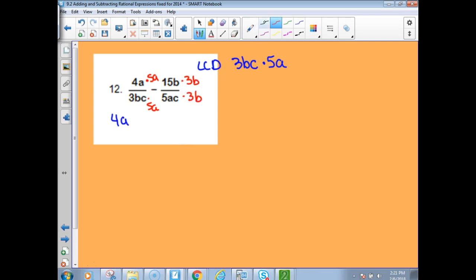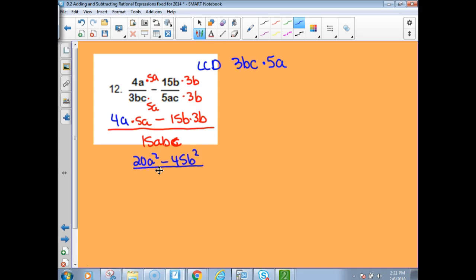Okay, so I might as well not write what I was about to write unless you want me to. Minus 15B times 3B. That's essentially what I'm doing. And on the bottom, I will have 15 ABC. All right, so I've got 20A squared minus 45B squared all over 15 ABC.